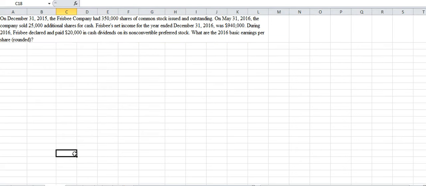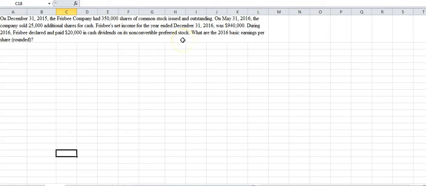This one is on earnings per share. It says on December 31 of 2015, the Frisbee Company had 350,000 shares of common stock outstanding, right? Issued and outstanding. And this says that on May 31, 2016, the company sold 25,000 more shares. So it has 25,000 more shares outstanding. Frisbee's net income for the year ended December 31, 2016 was $940,000.